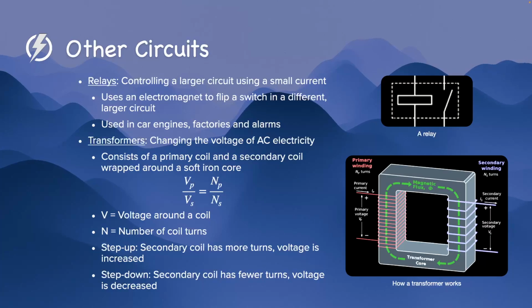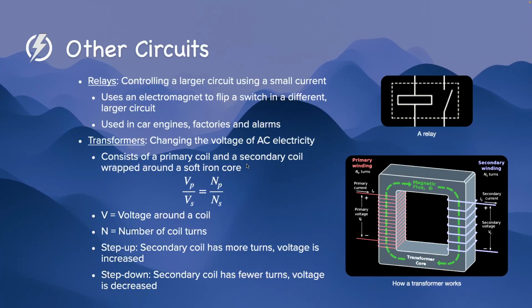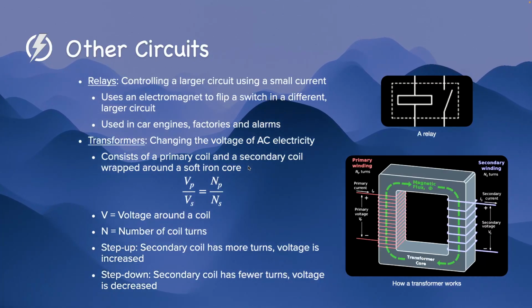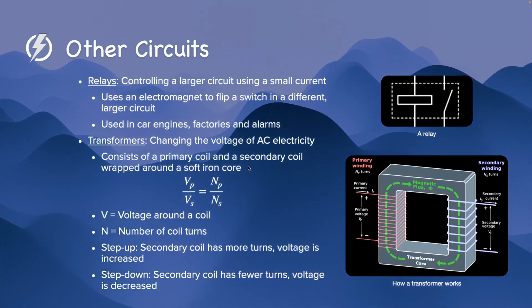Will a transformer not work for DC current? No, it will not. You need to have a changing current source, which is your AC, alternating current. That's when a transformer actually works.